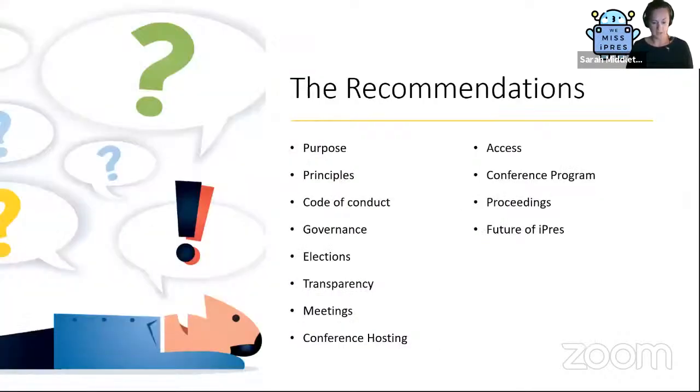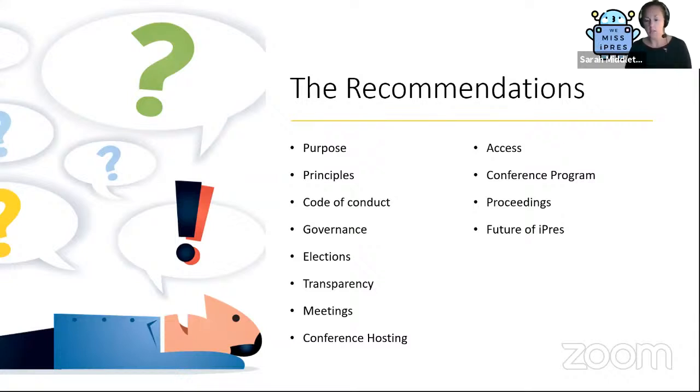But the recommendations, what are they? Well, these are they. I won't read all 13 word for word because I now have about 3 minutes, but I'll briefly summarise. On purpose, the community said that iPres should be diverse and inclusive, and this purpose should be well communicated. On principles and values, the community wanted iPres to have a published statement of values which supports these objectives of diversity, inclusion, etc., as well as an updated and implemented standard code of conduct for all conferences.